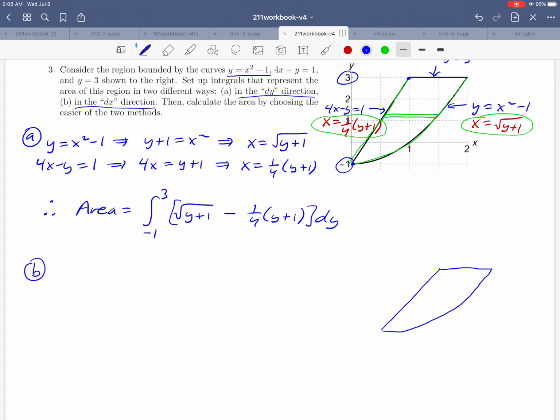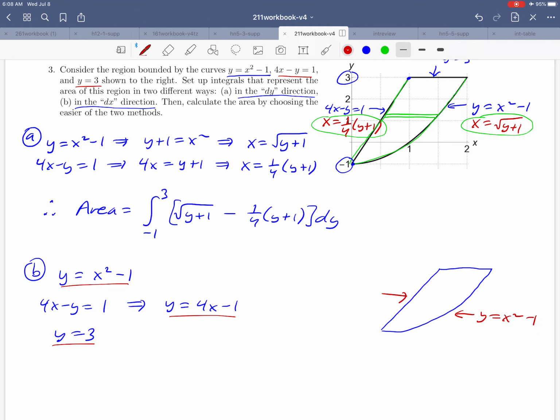Starting with y equals x squared minus 1, if we solve that for y, it already is solved for y, so we don't need to do anything there. Then we come to the second one, 4x minus y equals 1. If you solve it for y, you're going to get y equals 4x minus 1. And then the third curve, y equals 3, is already solved for y. So we've got three curves involved. Let's go over to the second picture that we drew and label them. We've got the parabola here.